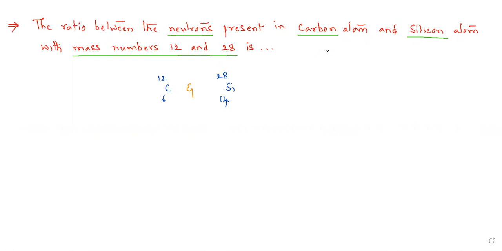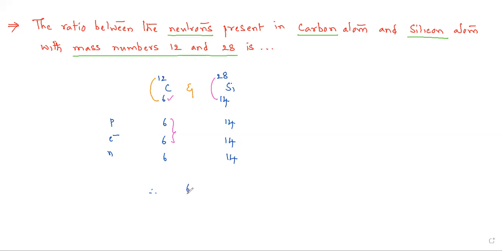Now let us take the number of protons, electrons, and neutrons. Just for clarity's sake, number of protons is 6. Even the number of electrons is 6, because these two are nothing but the atomic number. Now coming to the number of neutrons, it is mass number minus atomic number. Number of neutrons is 6. In this case, number of protons is 14. Number of electrons is also 14. And now the number of neutrons, 28 minus 14. That of course is 14.